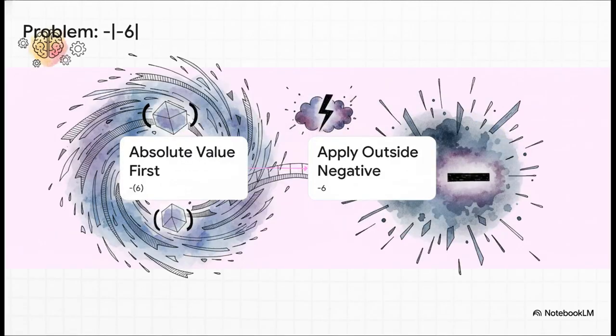Done! Okay, now this one's a little tricky. See that negative sign just hanging out on the outside of the bars? This is super important. You have to treat the absolute value bars just like parentheses. So you solve what's inside them first. The absolute value of -6 is 6. Then that negative sign that's been waiting patiently outside gets applied, making our final answer -6.